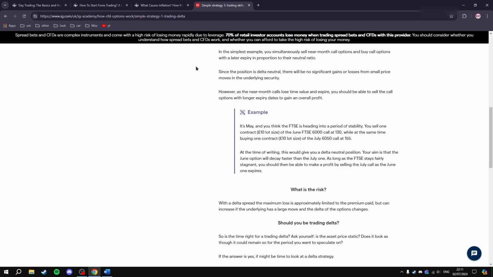Since the position is delta neutral, there will be no significant gains or losses from small price moves in the underlying security. However, as the near month calls lose time value and expire, you should be able to sell the call option with a long expiry date to gain an overall profit.